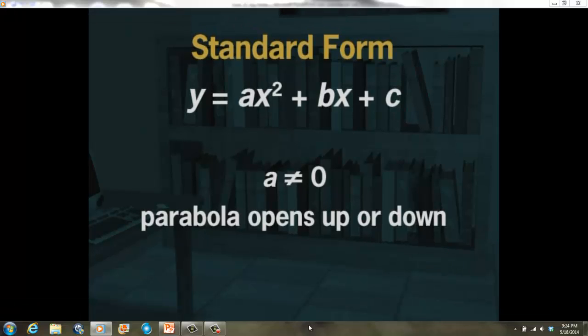Why are you doing this to us? Standard form? A, B, C? A not equal to 0? Why do you have to make it so complicated?